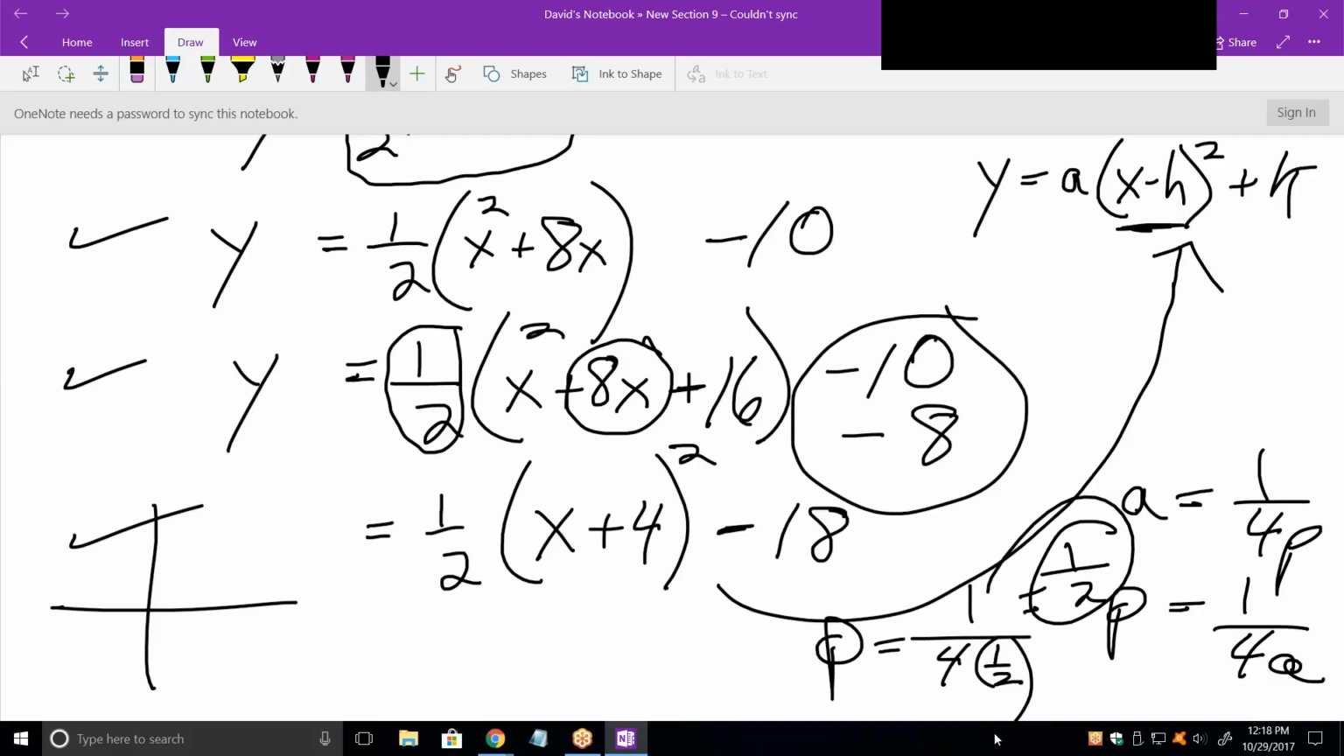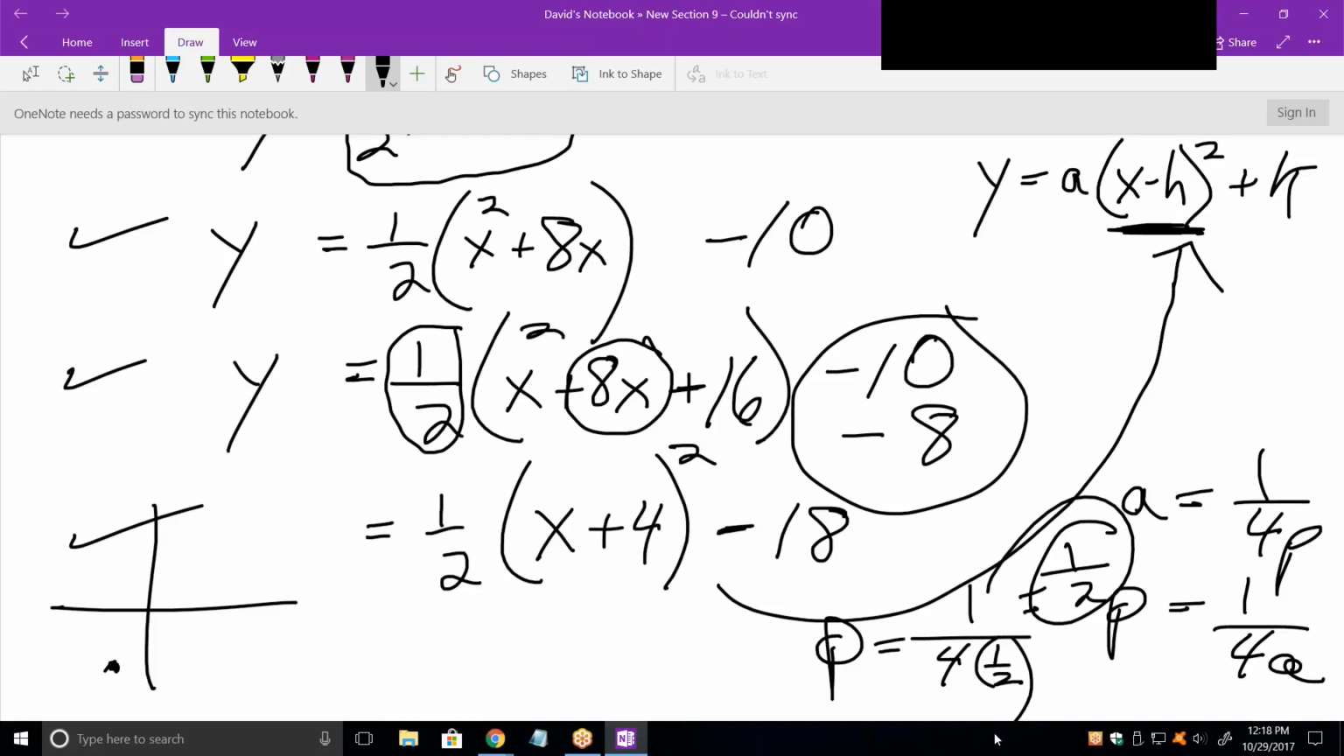So it has to change somehow? If I had just x minus 4, then h would be positive 4. But if I have x plus 4, h is negative 4. It has to be in this format, x minus h. Well, if it has to be in that format, then h better be negative 4. That's the only way I get x minus h. So h is negative 4. K is negative 18. Let's put it right there.